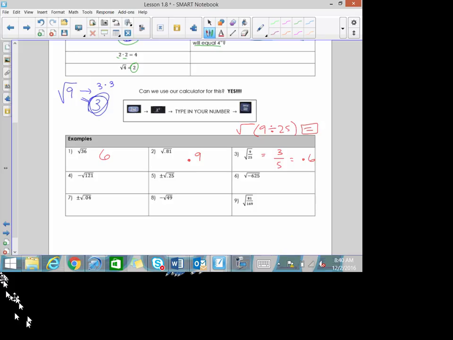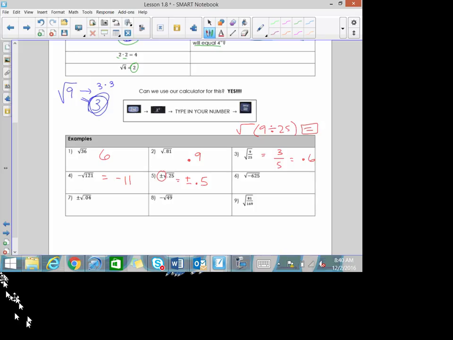Number 4, negative, so you would have had to actually put negative first in your calculator, then square root of 121, and you would have gotten negative 11. This symbol right here means plus or minus, and we're going to talk about that in the second part of our notes. But plus or minus means that your answer is actually 2 answers. It's the positive and the negative of that number. So plus or minus square root 0.25 is plus or minus 0.5. So you have 2 answers actually in that problem. You got positive 0.5 and negative 0.5.